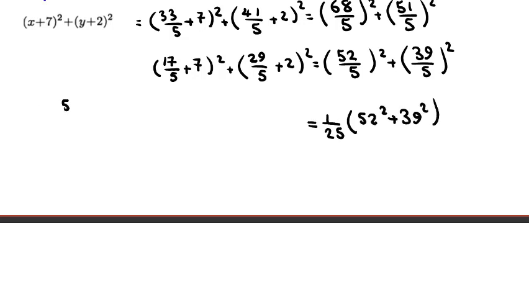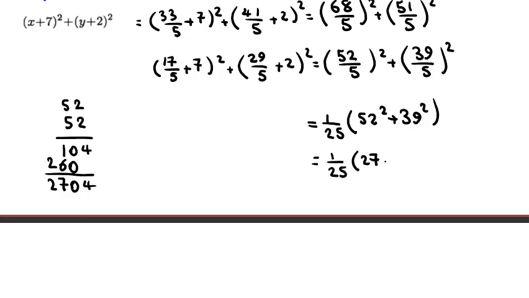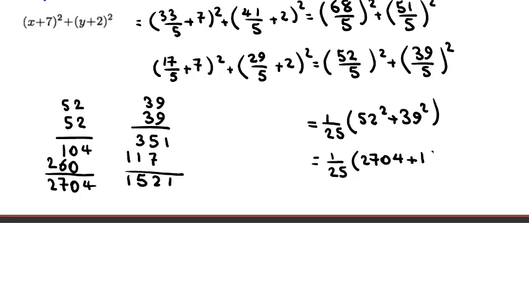If we calculate 52 times 52, it will be 2704. So it will be 1 over 25, 2704. And then if we multiply 39 by 39, it will be 1521. And if you add up these two numbers, it will be what? 4 plus 1, 5, 2 plus 0, 2, 5 plus 7, 12. We have 1, 1 plus 2, 3, plus 1, 4.